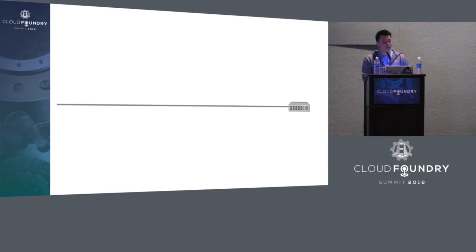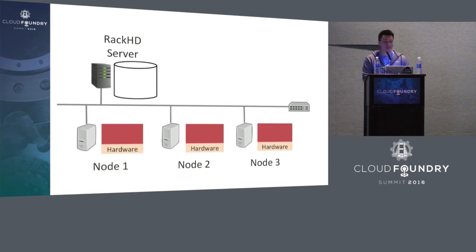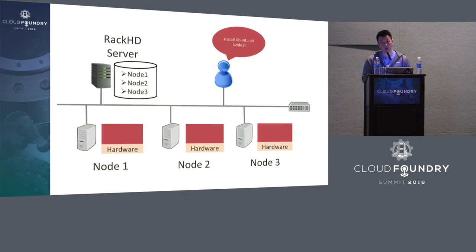So to explain what it looks like, we have a very simple environment here with just a simple network switch, right? In the beginning, we will have a functional RackHD server and three bare metal machines attached to it. As you turn on the machines, they will send a PXE signal, and RackHD would pick up that signal and store the metadata of those nodes into its database. After that, RackHD would be fully functional and ready for your input. At this point, a user can come in and tell RackHD to install Ubuntu on node 01, and RackHD would be able to do that, right?